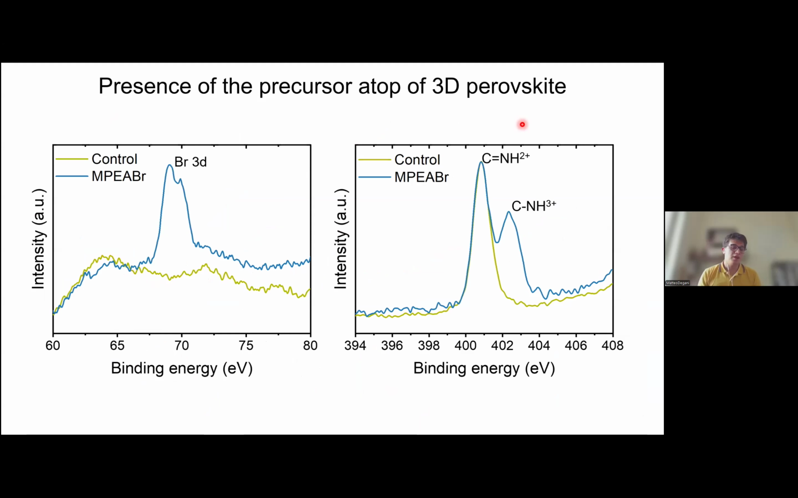And as before, we started with XPS to detect the presence of this molecule for the passivation. And actually, it was possible to detect the bromide peak and also the CnH3 plus peak related to this molecule. So basically, we are pretty sure this organic salt is there.